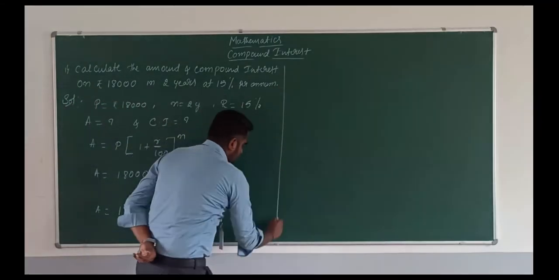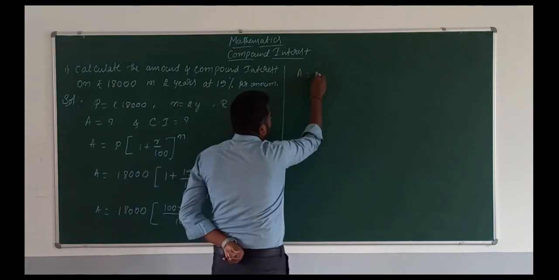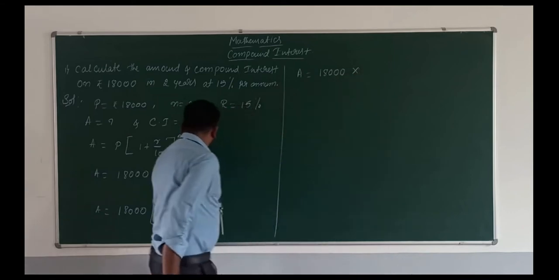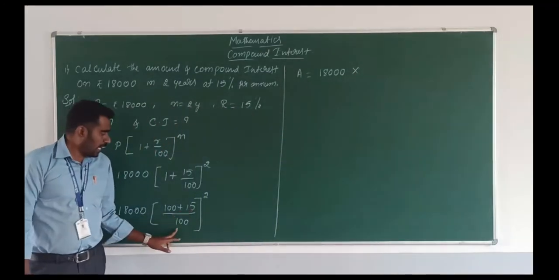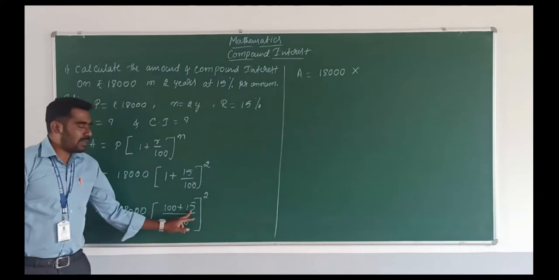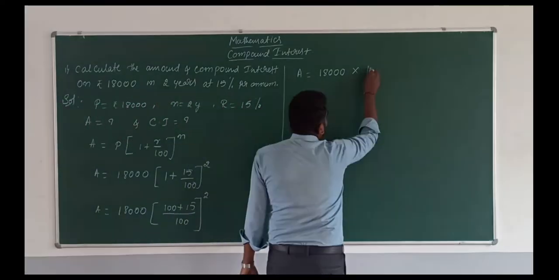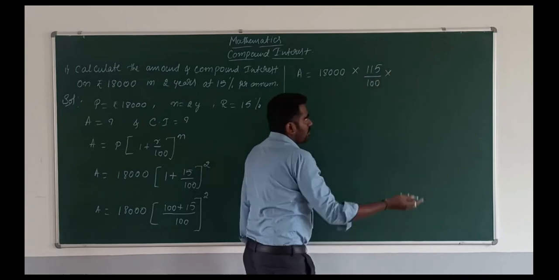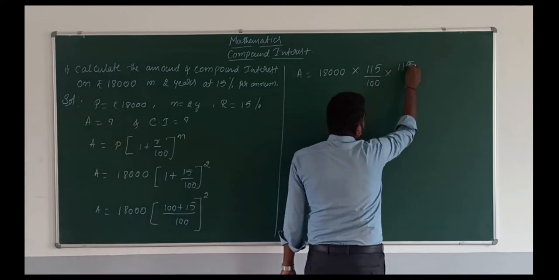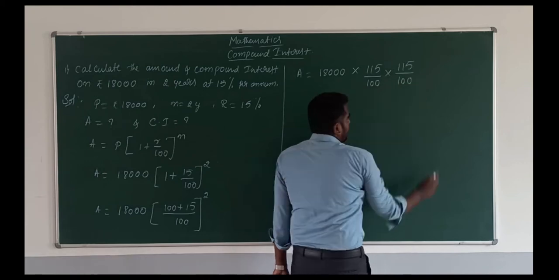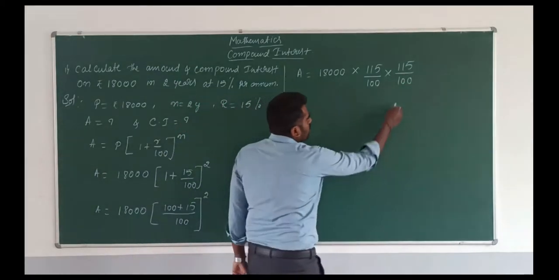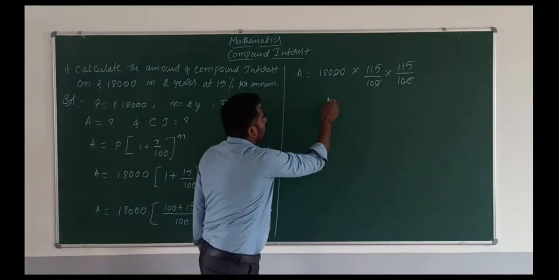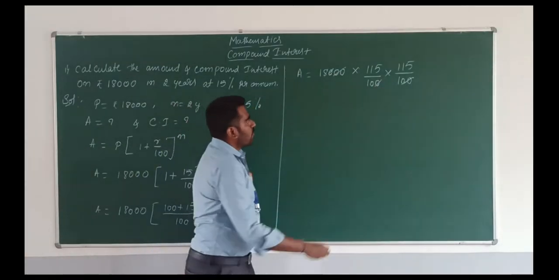Now, shall I write here? So A is equal to 18,000 into 100 plus 15 by 100 whole square. So 100 plus 15 is 115 by 100 whole square, so we have to multiply 2 times: 115 by 100. Now see, 2 zeros will cancel. 1 zero will get cancelled.